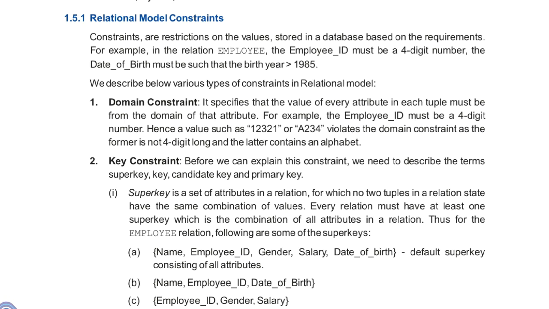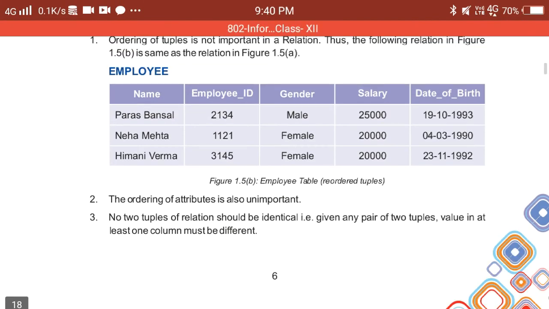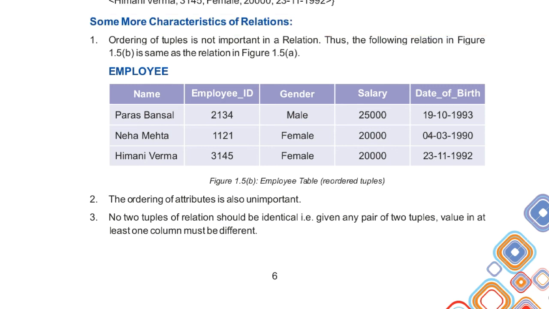For example, in the relation employee, the employee ID must be a 4-digit number. The date of birth must be such that the birth year exceeds 1985. So here I'll go to the previous topic. You can see here the picture of employee relation. So what it tells, the different domain like employee ID, it should be numeric and 4-digit. Okay, so this is the constraint that the employee ID should not exceed the 4-digit number.